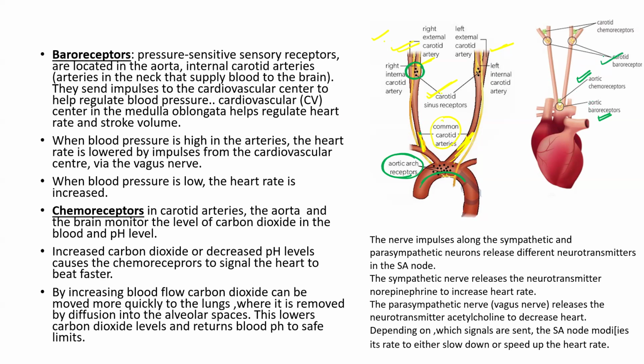This is your carotid baroreceptors and here are your carotid chemoreceptors. They are present in the carotid arteries but not exactly in the same place. A little bit they are here and there, you can understand. I hope you are getting me. Now baroreceptors are pressure sensitive areas. They are located in the aorta, the aortic arch, and in the internal carotid arteries. They send impulse to the cardiovascular center to regulate the blood pressure.